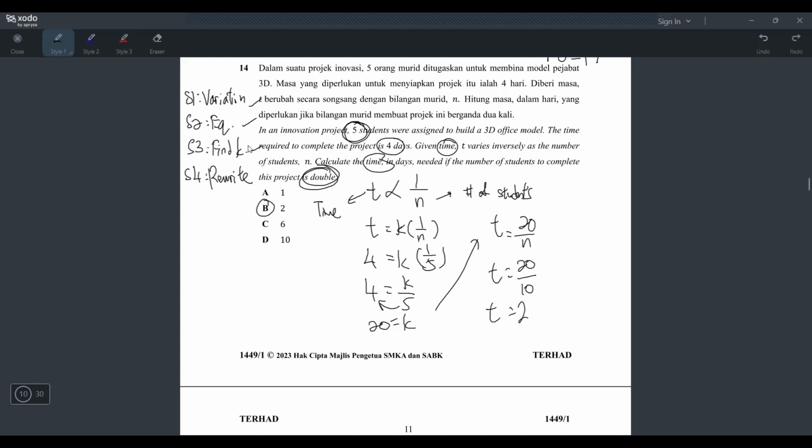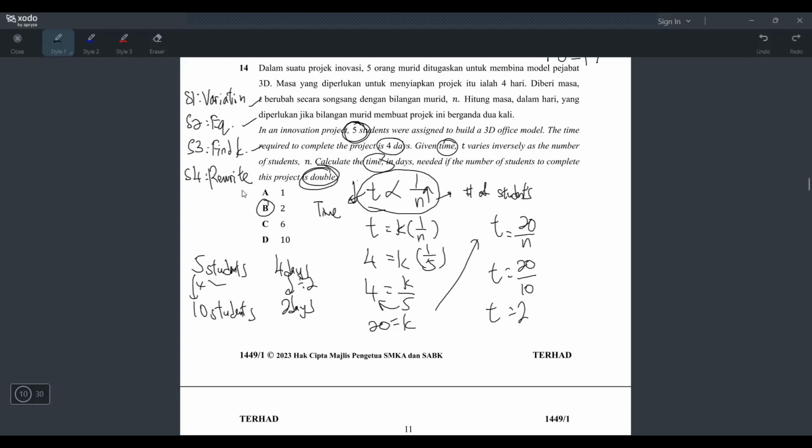Okay, but why can you do it? Why I did it so fast just now is because I know T varies inversely as N. It means if your number of students is higher, then your time will be faster. Because if more students do the project, then you can complete it faster, right? But if very few students do it, it will be slower. The time will be longer, right? So if I say 5 students, I need 4 days, right? So if 10 students, you can complete it in 2 days already. Because this one times 2, but this one you have to divide 2. That's why just now I straight away knew the answer is B.